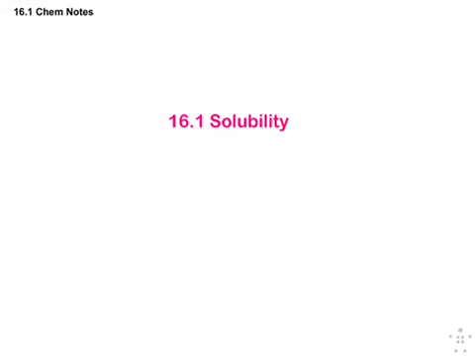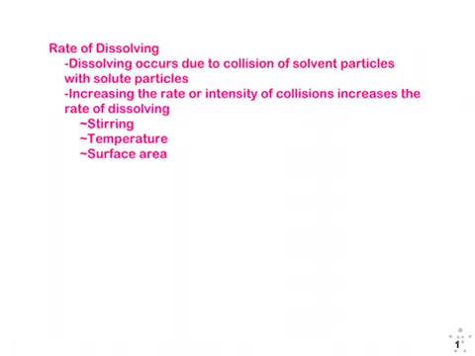We're still going to stick with solvents and solutes. We're just going to kick it up a notch, add a little math in as well. When we dissolve a solute in a solvent, this happens because there are collisions of the solvent particles with the solute particles. Every time we put some salt in some water, the salt particles are colliding with the water particles, and when we do that, we break up the salt into the Na+ ion and the Cl- ion.